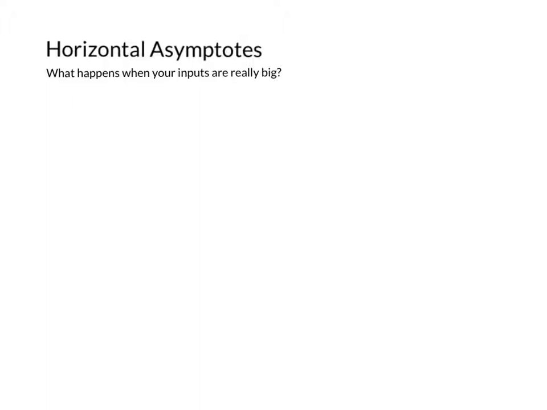So in this video we're going to look at 3 different examples because there's pretty much 3 things that can happen when you're thinking about horizontal asymptotes. So let's start with this example. Let's take a function f of x, which is x divided by x squared plus 2. And what we're going to do is think about what happens when x gets really, really big, or when our inputs get really, really big.